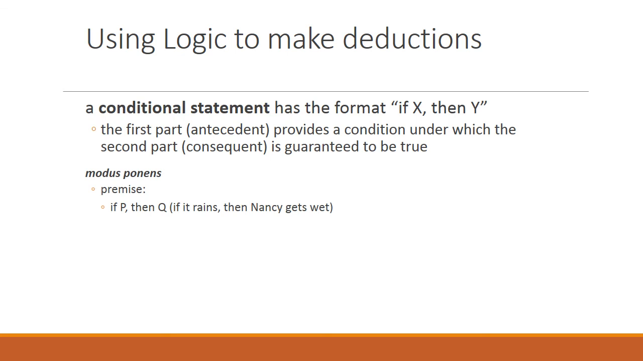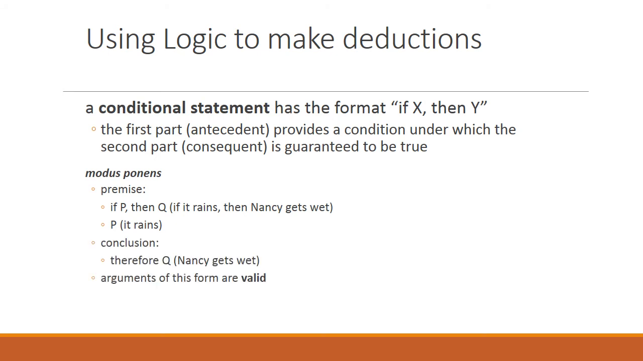The modus ponens, for example, is if P, then Q. So if it rains, then Nancy gets wet. So if P, it rains, then Q must follow, Nancy gets wet. Arguments of this form are valid. They're valid given the premises. The consequent is valid given the antecedent.